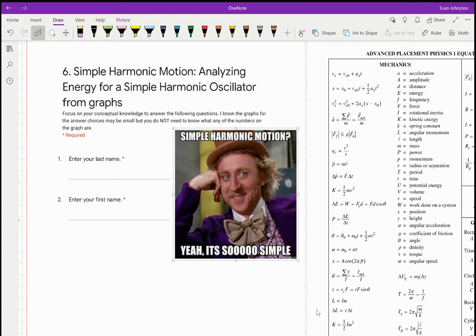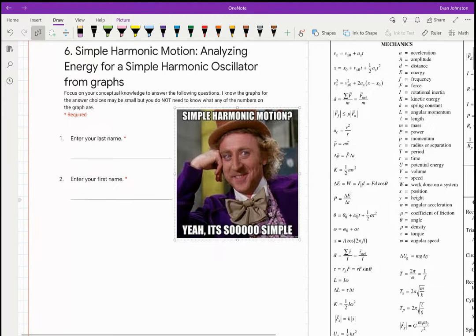All right, Form 6, analyzing energy for simple harmonic oscillators from graphs. Yay! We're just going to look at graphs. I don't think there's really any math on these that you have to calculate, but remembering what you've been doing for some past units will be really helpful.